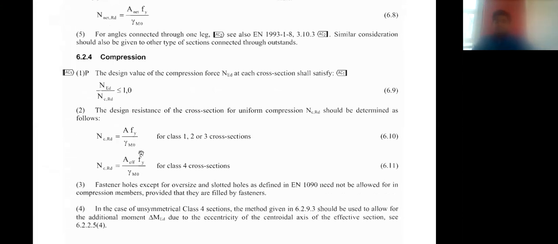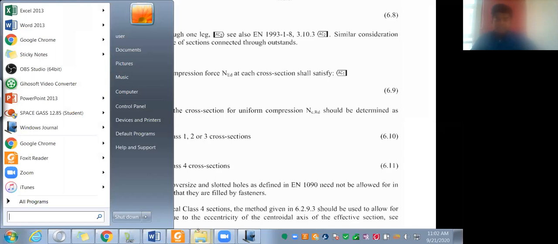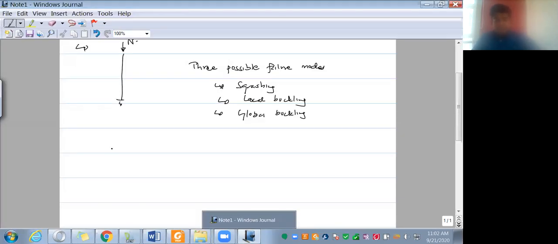NEd should be less than or equal to Nc,Rd, and Nc,Rd can be derived from these two equations: for class 1, 2 and 3, the equation given here is 6.10, and for class 4, 6.11. So the first type of failure is squashing.